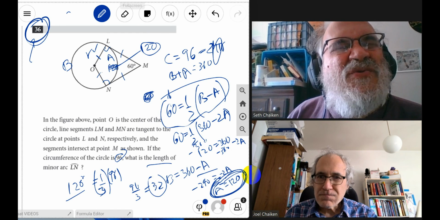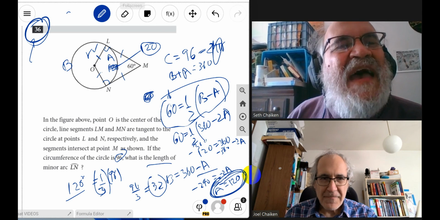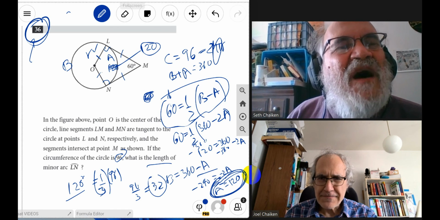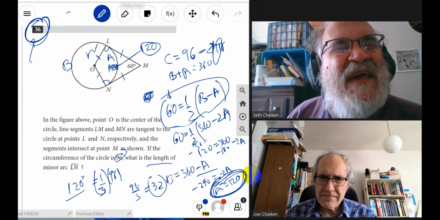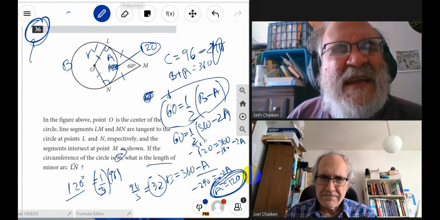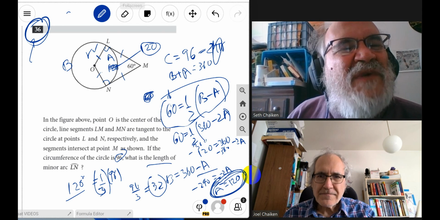I remembered a fact in geometry that tells that this angle subtended by two tangents is half of the angle subtending the same arc from the center.